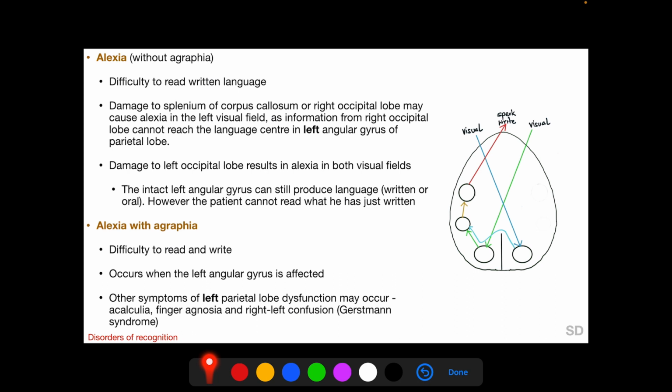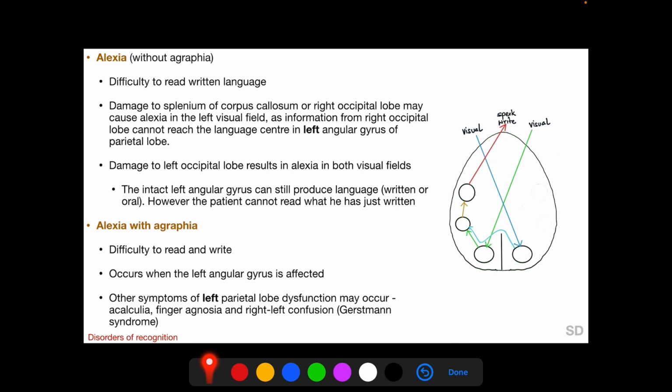Interestingly, the patient cannot read what he has just written. That is because the intact left angular gyrus produces the written language, but the interruption from the visual cortex to the language center makes the patient unable to read what he has just written. And if the lesion is in the left angular gyrus, the patient has difficulty both in interpretation and in production of the language. So the patient has both difficulty to read and difficulty to write.